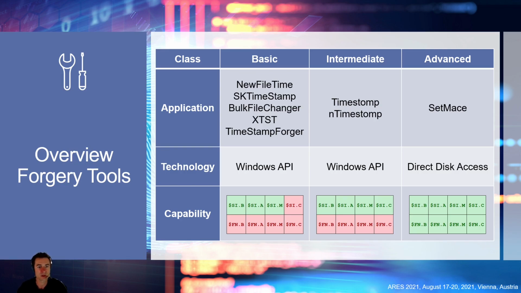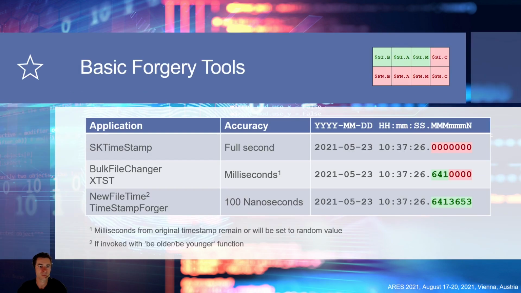Additionally to their capabilities, all tools can be classified according to their accuracy. So let's have a deeper look into the basic tools. In general, it can be said that basic tools can set time values to whole seconds only. Using implemented functions, better accuracy can be achieved with some of these tools. But in these cases, the decimal places cannot be set individually. They remain from the original timestamp or will be set to a random value.